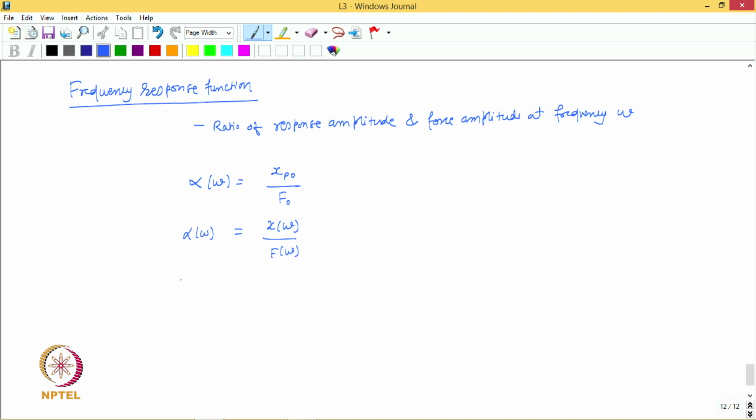For the present case of a single degree of freedom undamped system, the frequency response function is xpo, which is x static upon 1 minus omega upon omega n squared, divided by the force amplitude, which is f naught, and because x static is f naught by k, what we get is 1 by k upon 1 minus omega upon omega n squared, correct. This is the frequency response function.